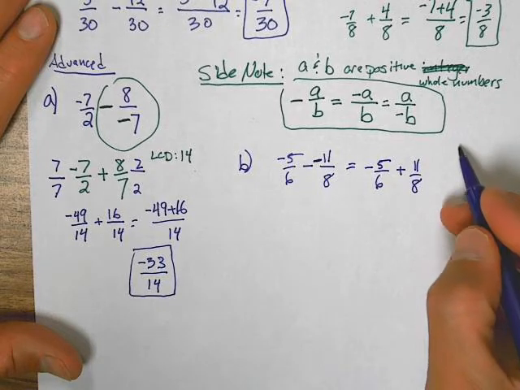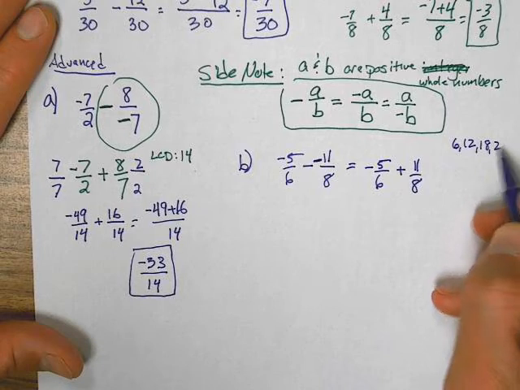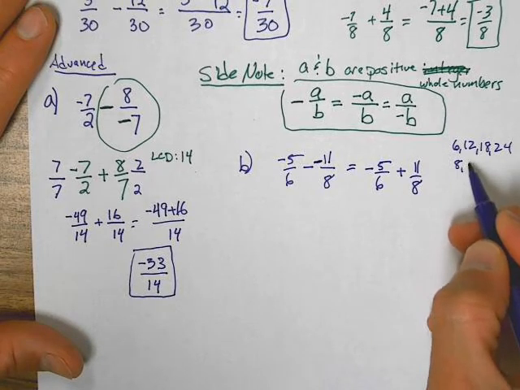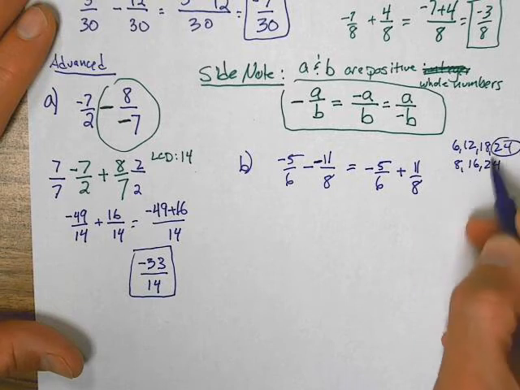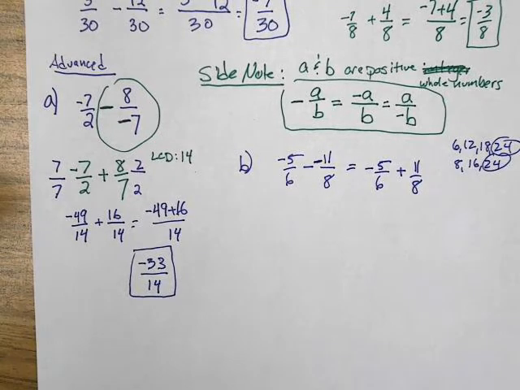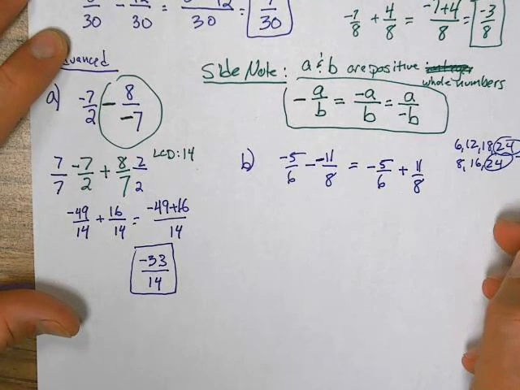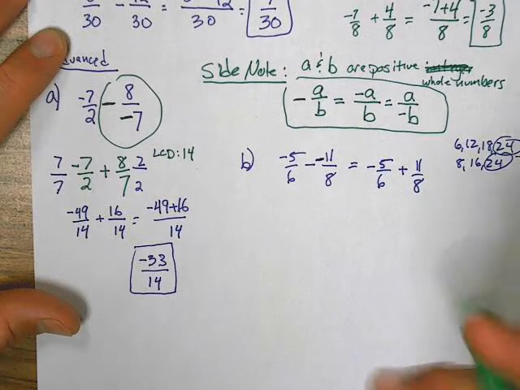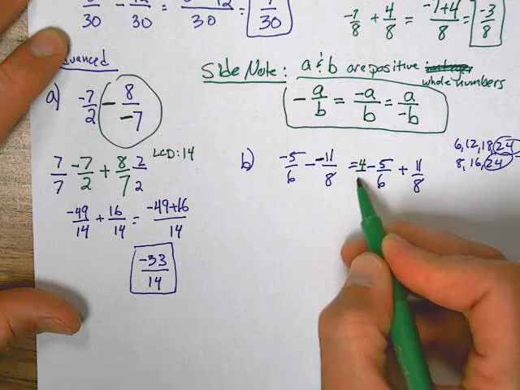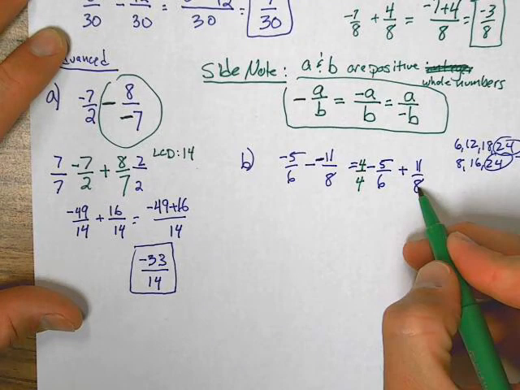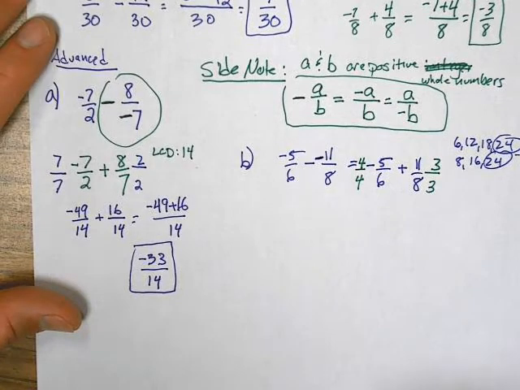Well, for 6, I have 6, 12, 18, 24, and I know 8 is 8, 16, 24. Those are the multiples of 8 and 6. They have in common the 24. So the lowest common multiple of both of these would be 24. That's my LCD. Now, to make 6 into a 24, I have to multiply top and bottom by a 4. So I'm going to squeeze in a 4 over 4 here. To make 8 into 24, I'd have to multiply by 3. So I'm going to multiply by a 3 over 3 there.